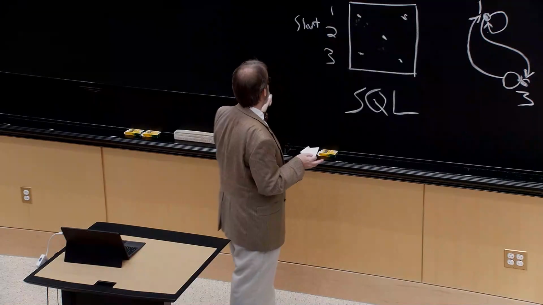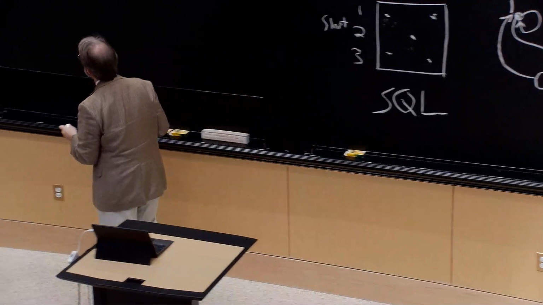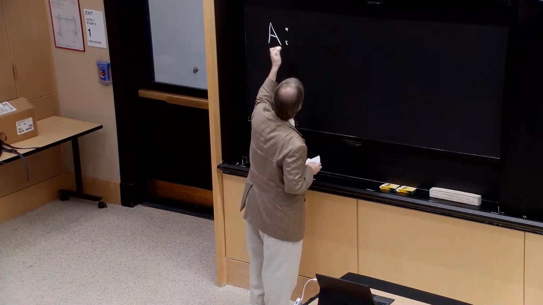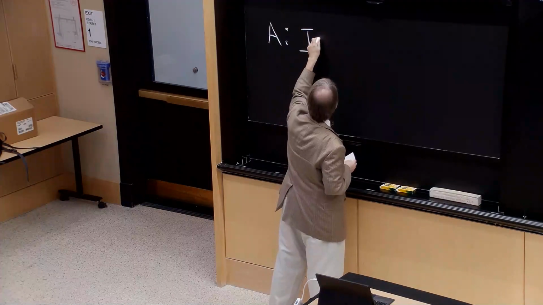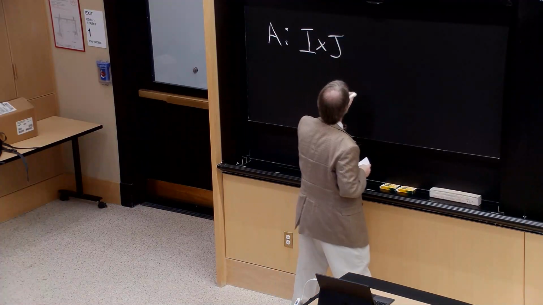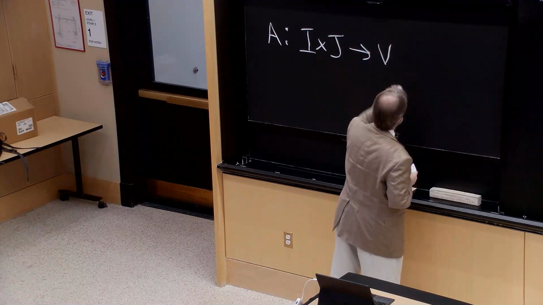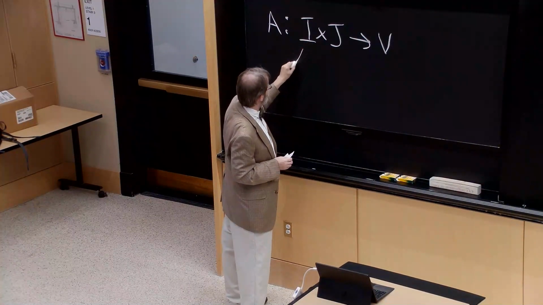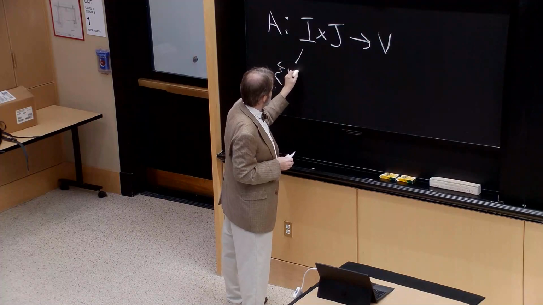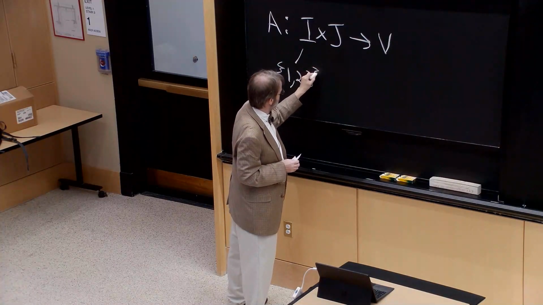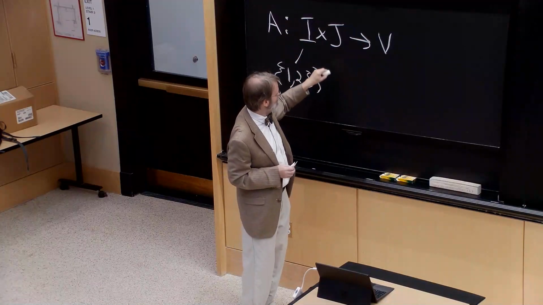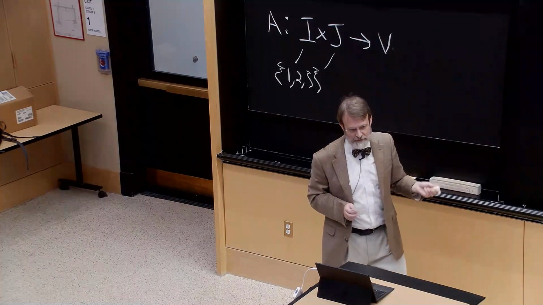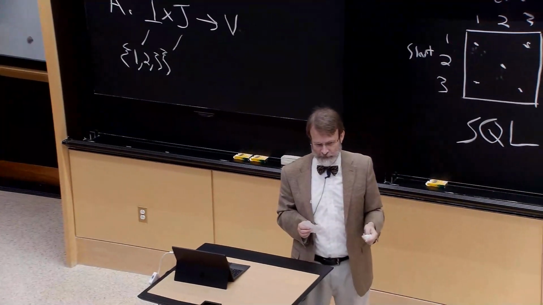The main thing is one way to view what a matrix is, right? Let's say I have a matrix A, and it's viewed as a mapping between sets I and J to a set of values. In this case, I is the set 1, 2, 3, and J is the same thing in this case. They're both that, and then the values might be the real numbers, right?